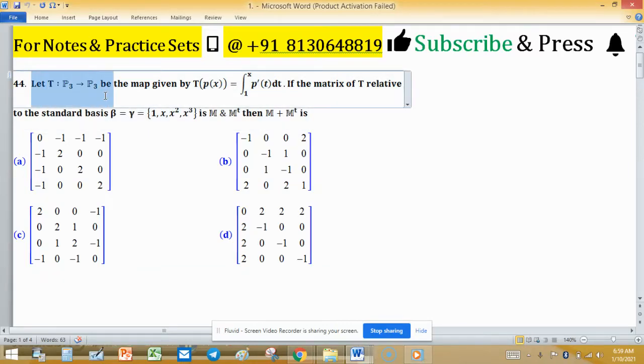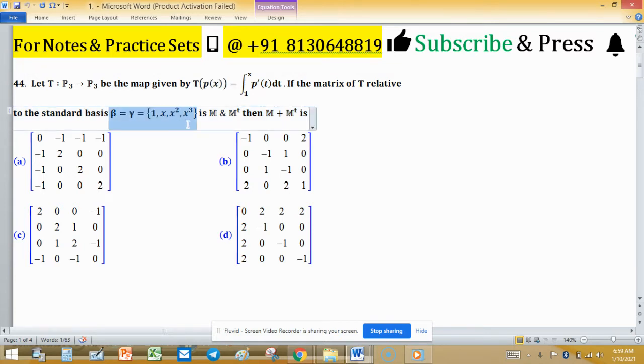Let T be a linear transformation from P3 to P3 by this relation. If the matrix representation of T with respect to standard ordered basis beta and gamma, both are the same, 1, x, x square, x cube, is M, then we need to find M plus M transpose.